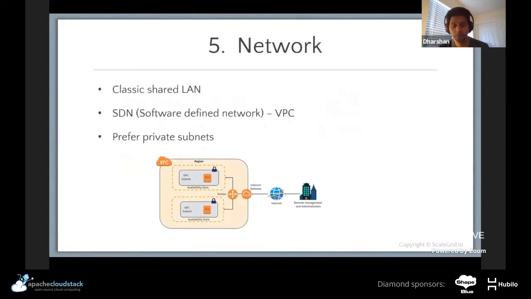Let's talk a little bit about your network deployments. Historically, most service providers or cloud vendors were using a classic shared LAN. But nowadays, almost everybody has switched to a software-defined network, or SDN. The most popular one is VPC, and most cloud platforms support VPC, including CloudStack. We would highly recommend that you use VPCs for all your deployments.